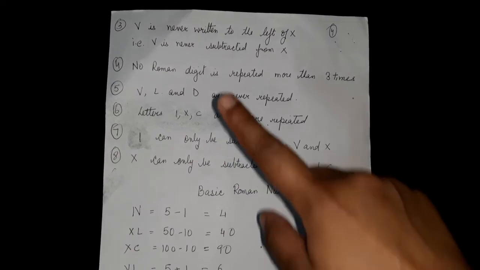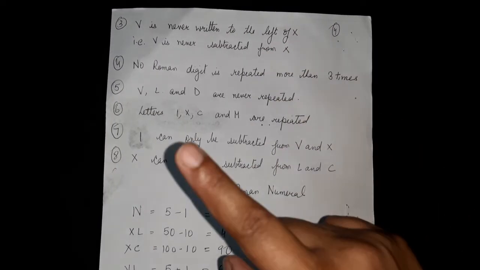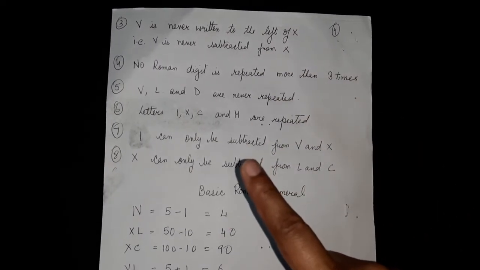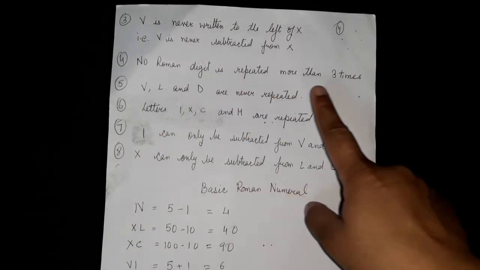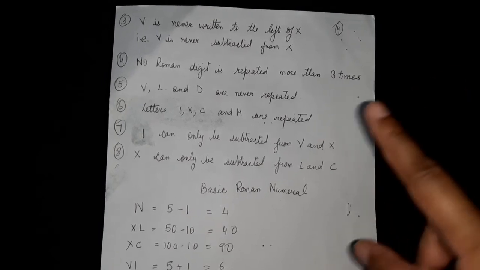V is never written on the left of X. We cannot subtract V from X. You cannot write 5 less than 10 as VX. That is not allowed. No Roman numeral is repeated more than 3 times. 40 cannot be written as XXXX. That is not correct. We can repeat a Roman numeral just 3 times.